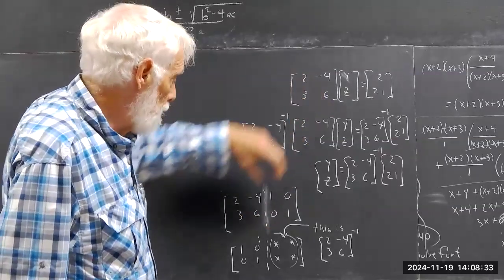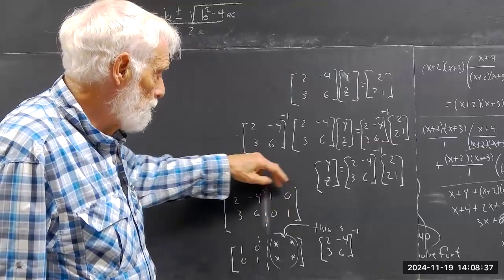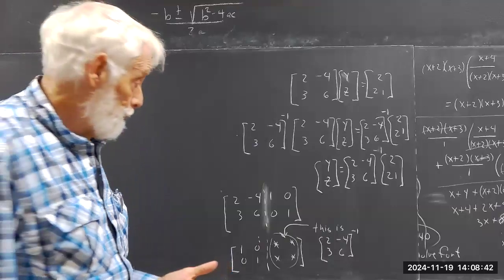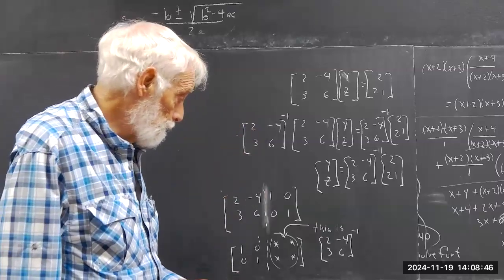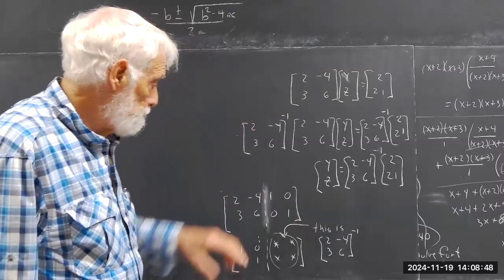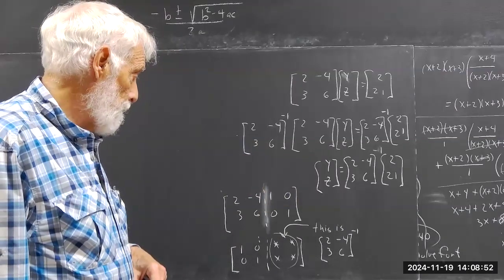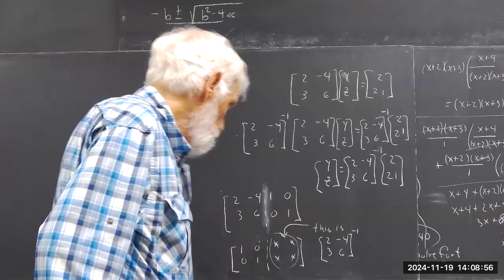You put the 2, negative 4, 3, 6 matrix here, and you put 1, 0, 0, 1, which you should be familiar with if you've been through the rest of the class today. That's called the identity matrix. You haven't used that terminology. You put that matrix in. And then you row reduce this thing.